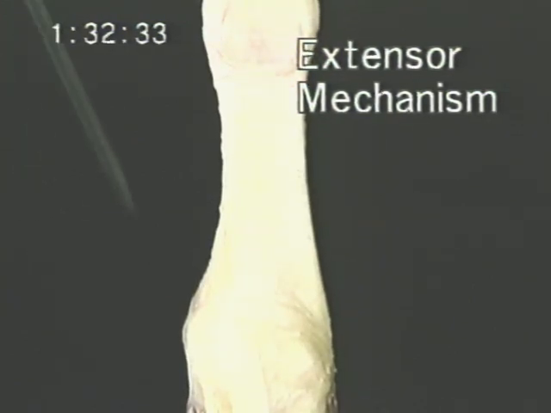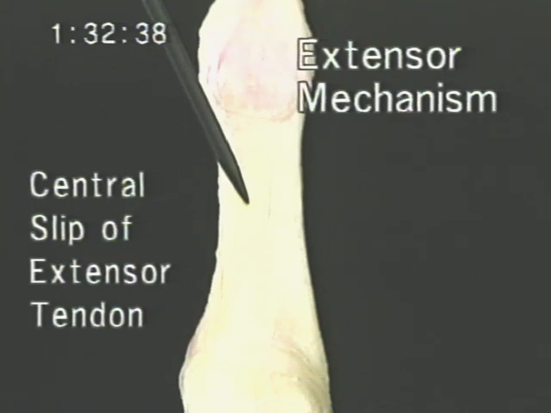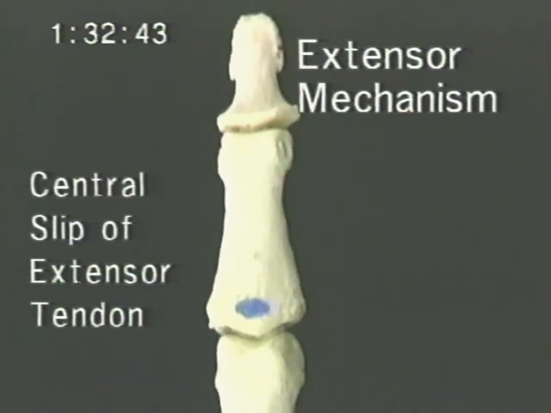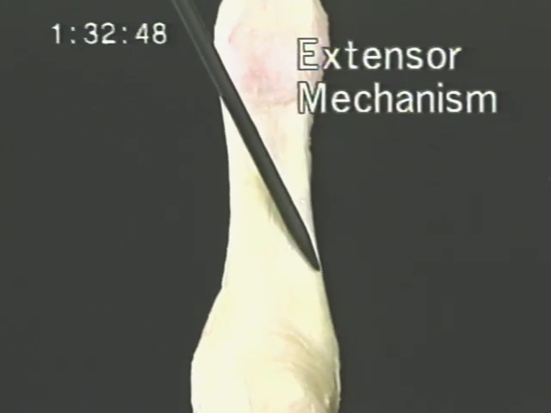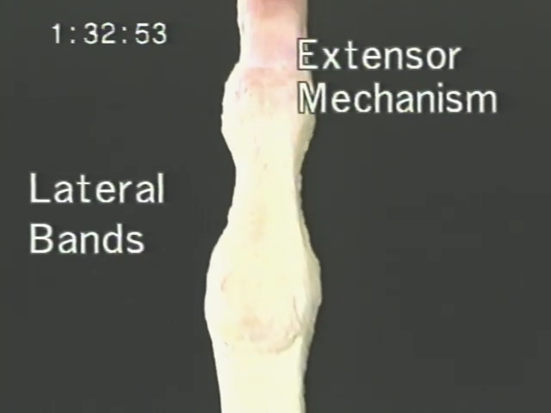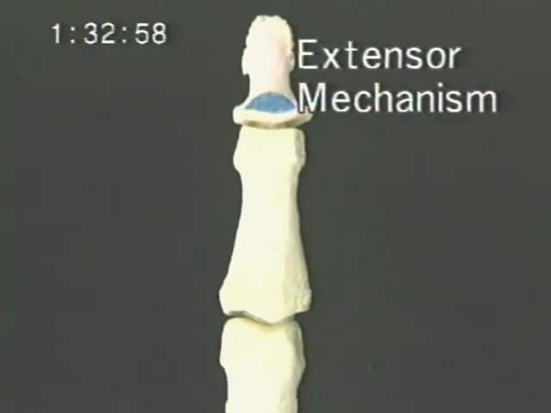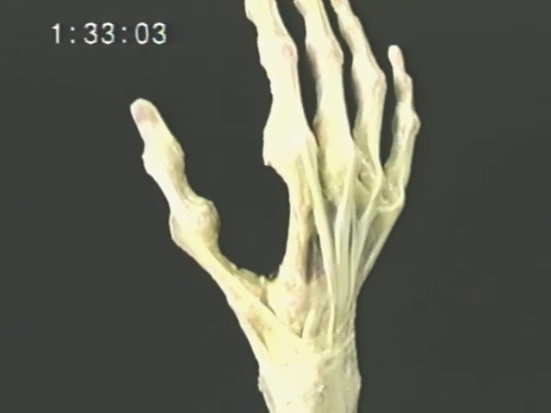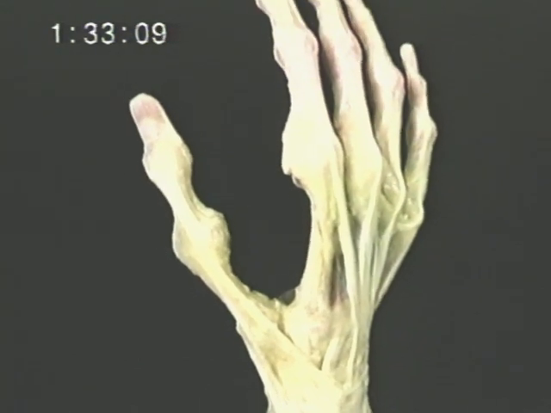The big extensor tendon divides into three slips over the proximal phalanx. The central slip crosses the proximal IP joint and inserts here, on the base of the middle phalanx. The slips on each side fuse with the interosseous tendon to form the two lateral bands. The lateral bands join together over the middle phalanx and insert here, on the base of the distal phalanx. The thumb doesn't have such a complex extensor mechanism. The insertion of its two extensor tendons is relatively simple, as we'll see.